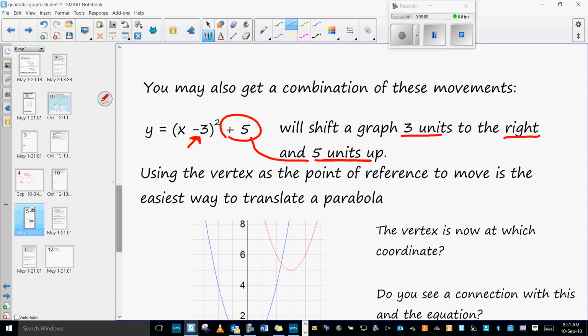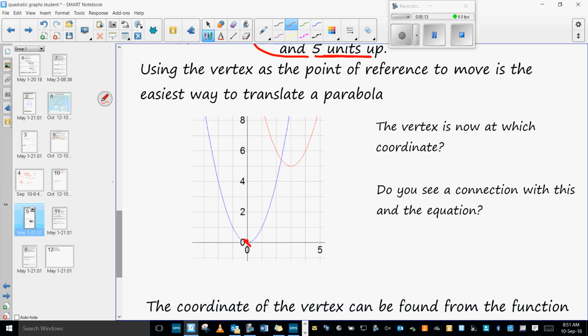Now, if you remember, this point here is actually a minimum point, but this point on the parabola is called the vertex. So if we use that as a point of reference, where was my vertex for my straightforward x squared graph? What do I call this coordinate? 0, 0, yes? Also known as the origin. So our vertex was at 0, 0.